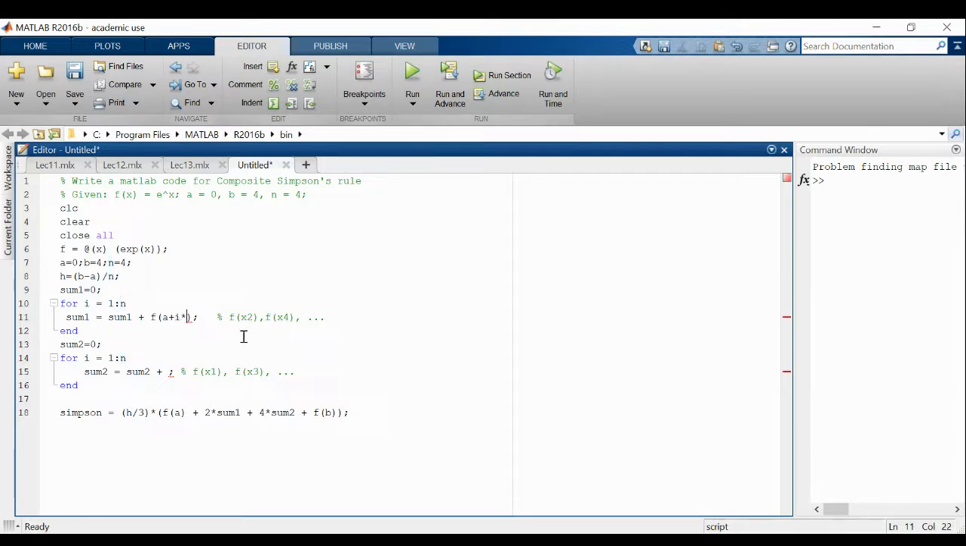Remember what was f of x naught or f of x1? If you want to see what is f of x2 and what is f of x1, how to write it? F of a plus I into h. Now we have to make a correction to this loop only. This loop says we have only values which start from this number.